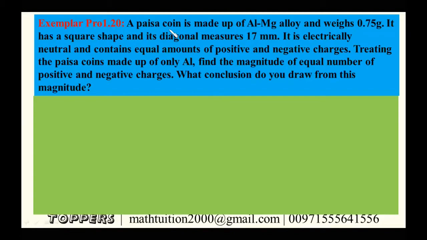A paise coin is made up of aluminium magnesium alloy and weighs 0.75 gram. It has a square shape and its diagonal measures 17 millimeters. It is electrically neutral and contains equal amounts of positive and negative charges. Treating the CBSE coin as made up of only alloy, we are just going to neglect magnesium, just consider it is made up of only aluminium. Find the magnitude of equal number of positive and negative charges. What conclusion do you draw from this magnitude?